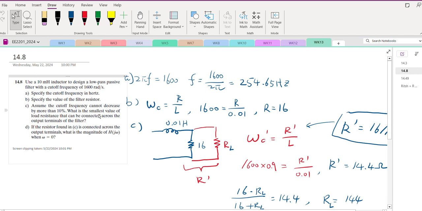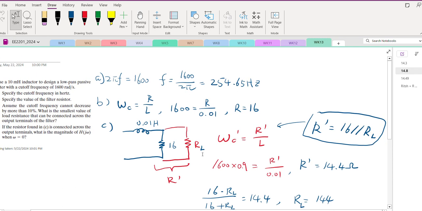What is the smallest value of the load resistance? That means the largest load, right? Small resistance means large load that can be connected across the output terminal of the filter. Okay, the red one is the load.